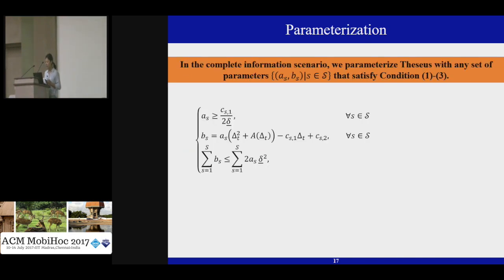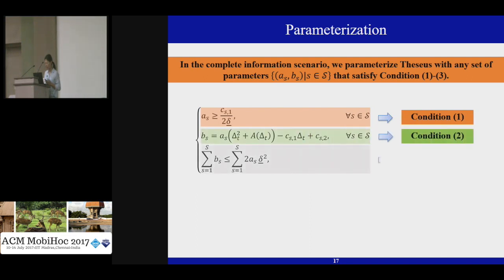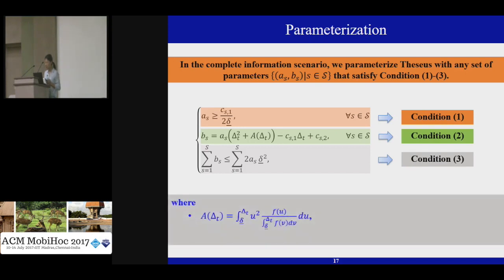So in the complete information case, the authors propose to parameterize Theseus with a set of parameters AS and BS that satisfy the following conditions 1 through 3. Where A delta t denotes this integral, and delta t is an extra parameter introduced in condition 2. In the next few slides, I'll introduce the authors' theoretical results about parameterizing Theseus according to these conditions.